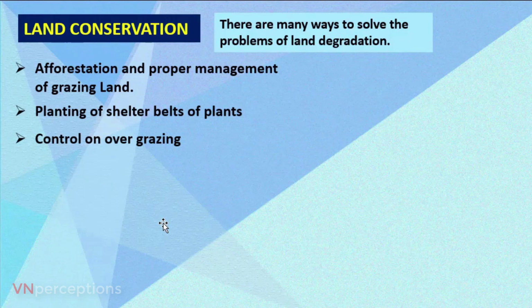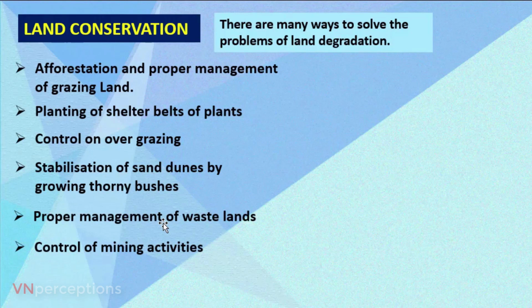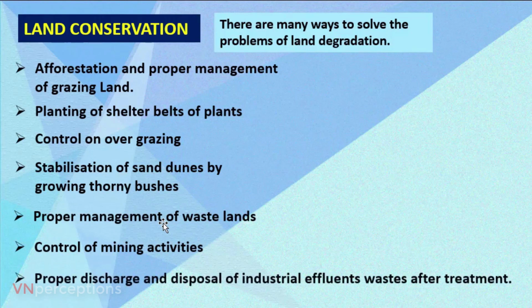Then it is controlling overgrazing, stabilization of sand dunes by growing thorny bushes, proper management of wastelands, controlling of mining activities, and proper discharge and disposal of industrial effluents, wastes after treatment. Now, all these can reduce land and water degradation in industrial as well as suburban areas.